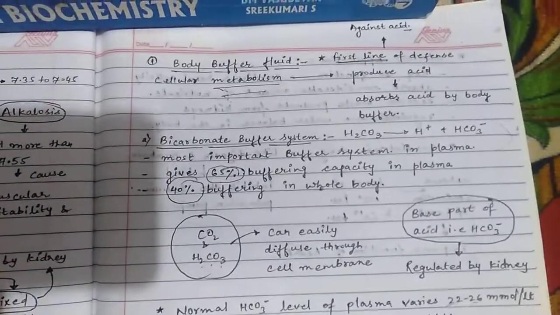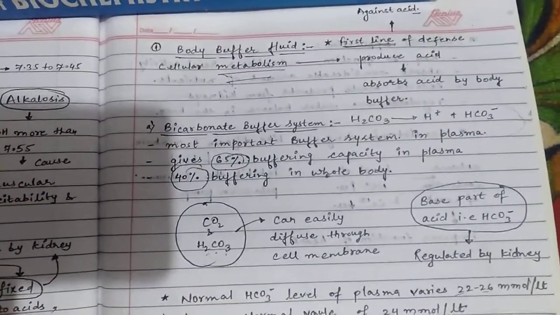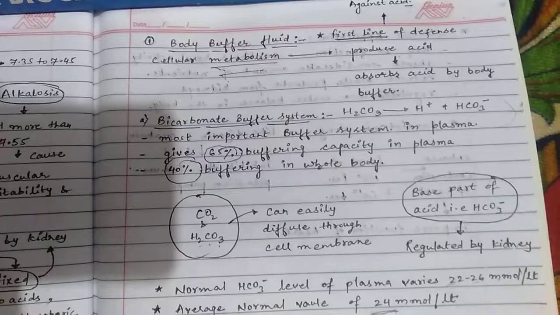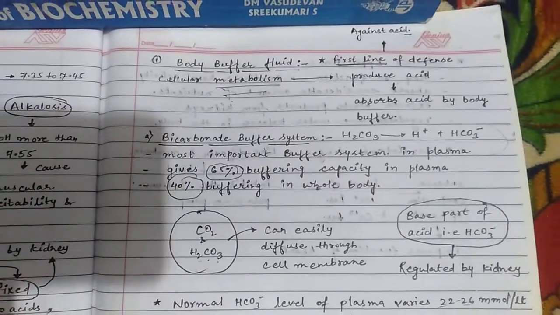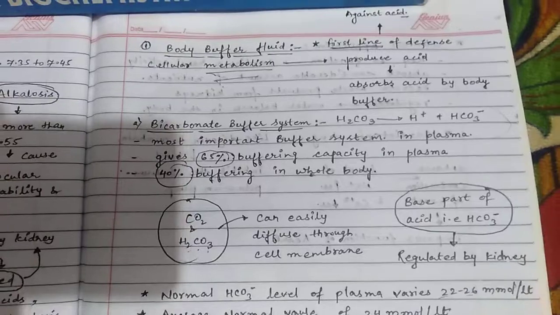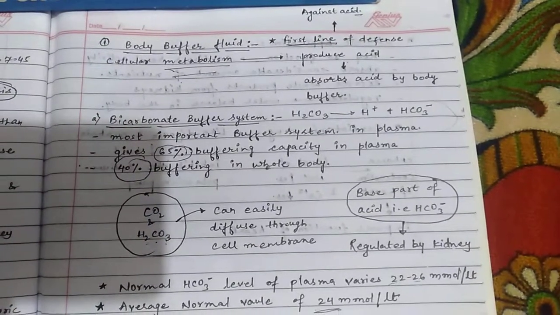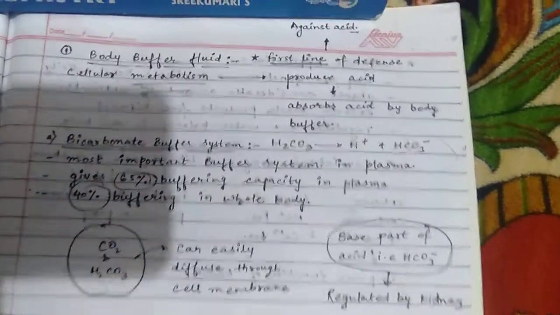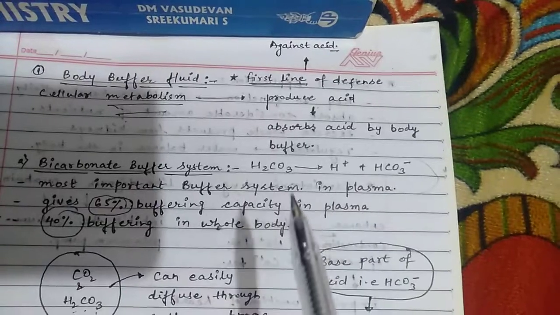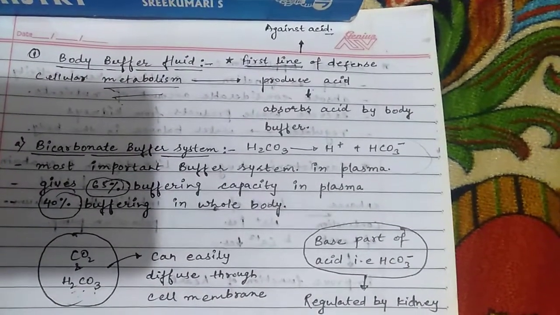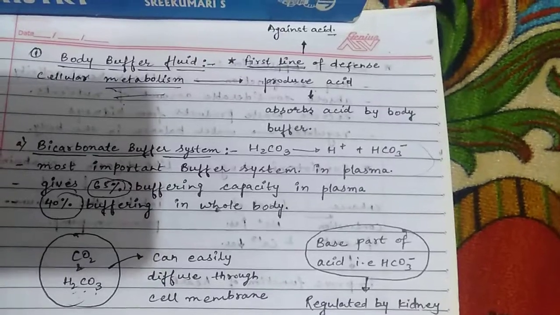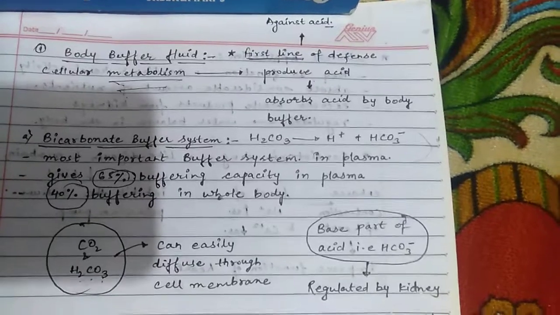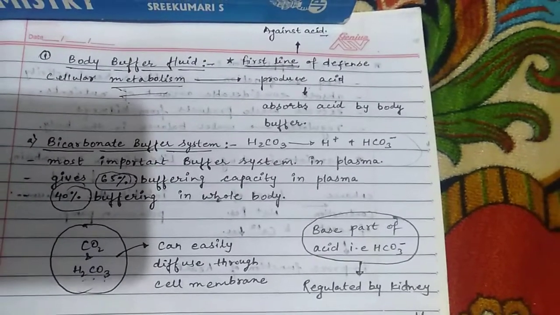Hello student, in this video we will discuss the mechanism of regulation of pH, and the first one is the buffer of body fluid, or body fluid buffer system. This buffer system is the first line of defense against the acid. First line of defense against the acid means what? Whenever the acid increases in our body, it maintains the pH of our body fluid or neutralizes that acid.